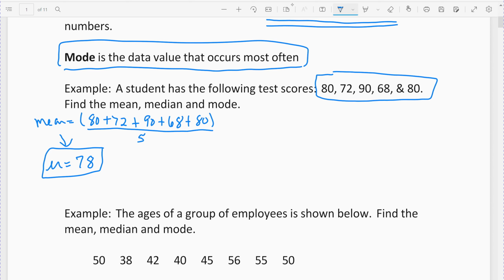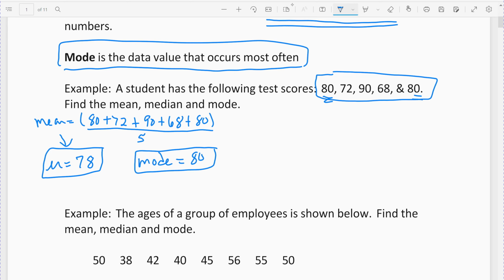Mode is the next one that's easy. We'll come back to median in a second. I'm going to go ahead and find the mode. Mode is the number that shows up the most often. Well, there's only one number that shows up twice. Every other number shows up once. So 80 shows up twice, everybody else just shows up one time. So 80 would be the mode.